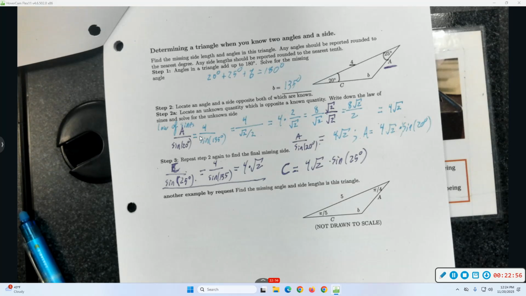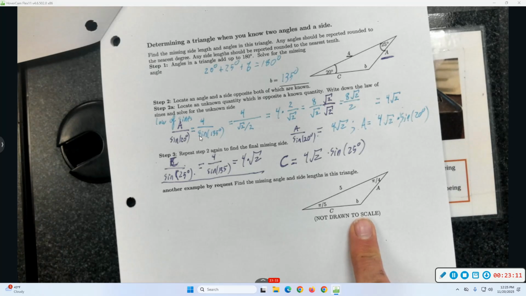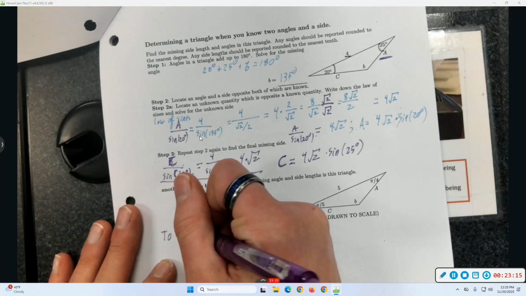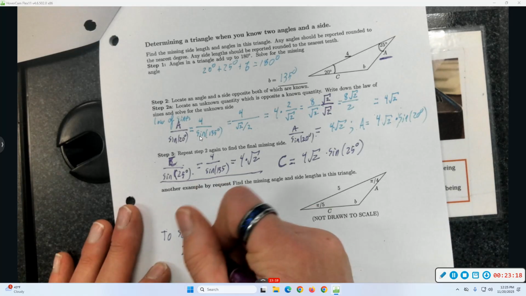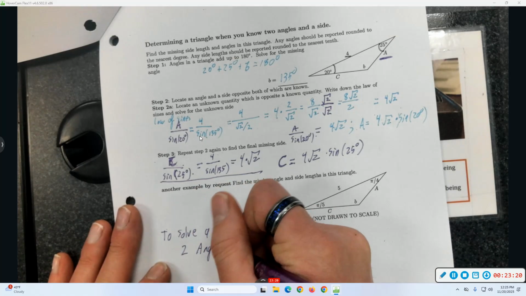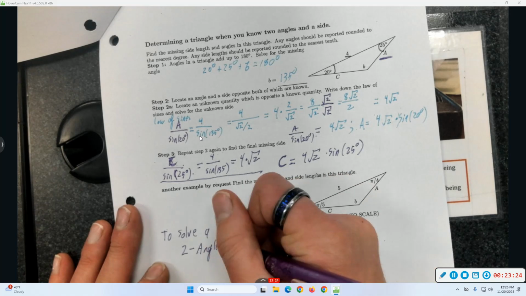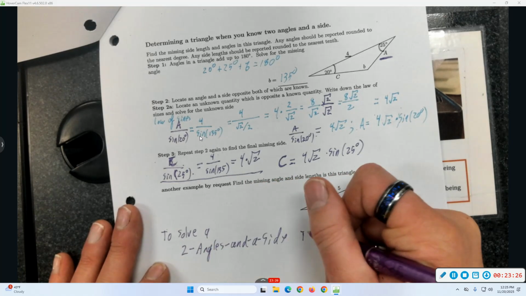It's handy that it's been quite a while since we've talked about Descartes' law of sines with a G, because this is also the law of sines, isn't it? Just without a G. So let's talk through the general philosophy of how to solve a two angles and a side triangle problem.